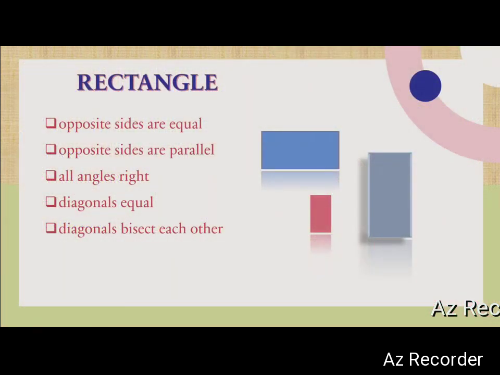Firstly, rectangle. A rectangle is a quadrilateral whose opposite sides are equal and opposite sides are parallel. We know that a rectangle has four angles. All these angles are right angles, and the diagonals are equal and they bisect each other.